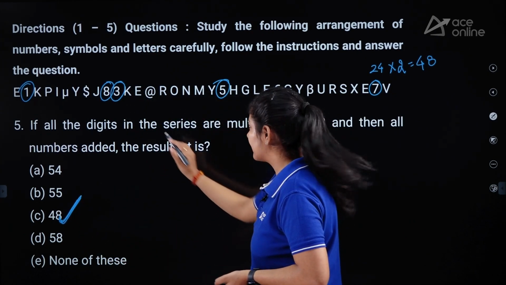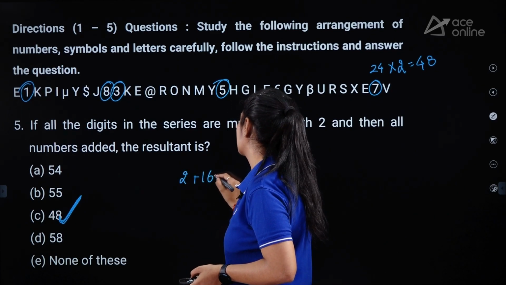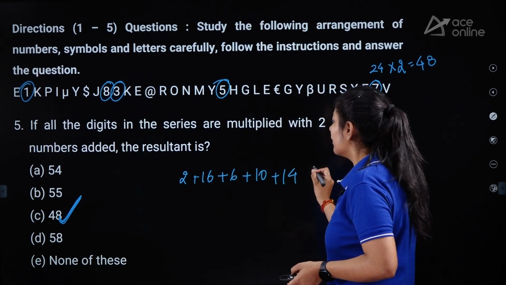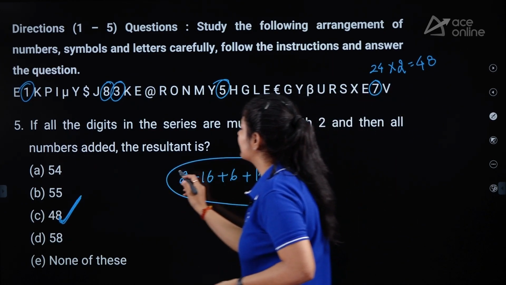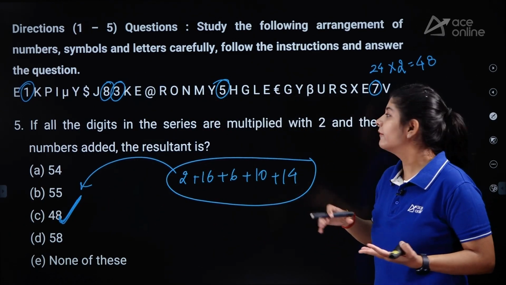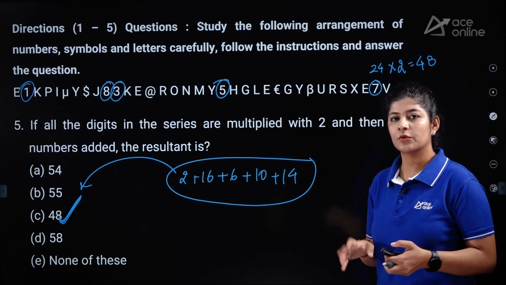You can also do it like instead of writing 1, you can write 2 plus 16 plus 6 plus 10 plus 14. If you add all these numbers, you will get the same answer. So you can follow whichever way you like. So with this one, we can easily answer all the questions.